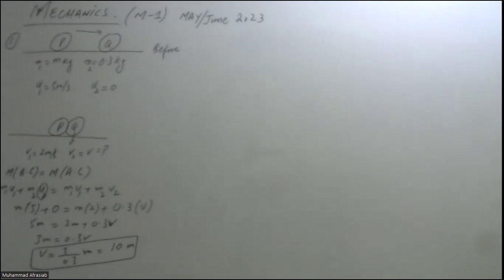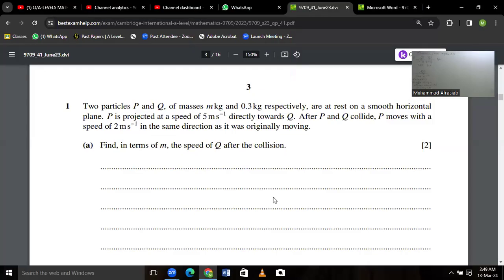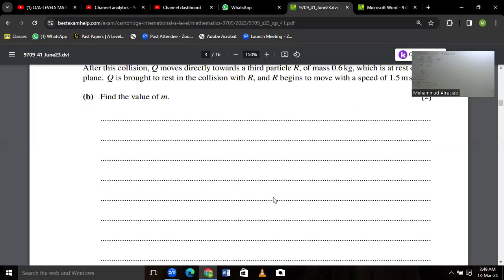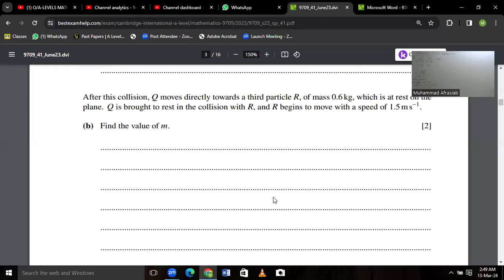Now, the second part of this one: after this collision, Q moves directly towards a third particle R, of mass 0.6 kg, which is at rest. Q is brought to rest in the direct collision with R, and R begins to move with a speed of 1.5 meters per second. Find the value of m.